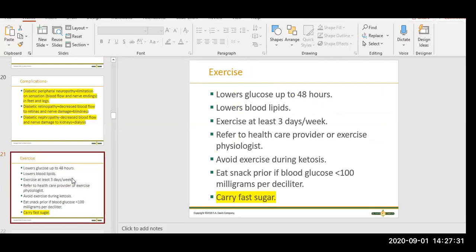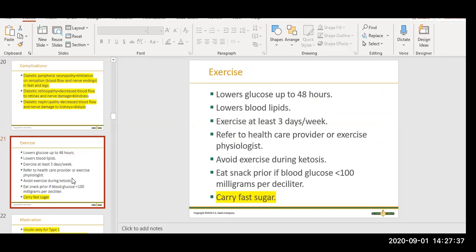Exercise. Exercise lowers your blood glucose for up to 2 days, lowers the fat in your blood, right? You should exercise at least 3 days a week, and exercise means sweat. I've had people tell me, I don't like to sweat. I mean, no one likes to sweat, but it's good for you. You need to raise your heart rate. You need to exercise. Okay. We'll refer people to a healthcare provider or even sometimes to an exercise physiologist if they have really good insurance. We'll talk more about ketosis. I know you keep seeing that word pop up, but that's important.